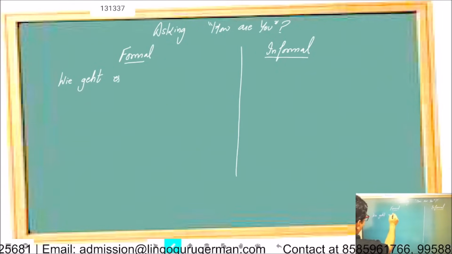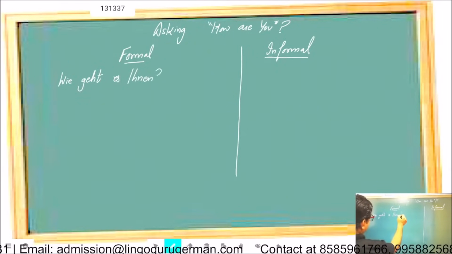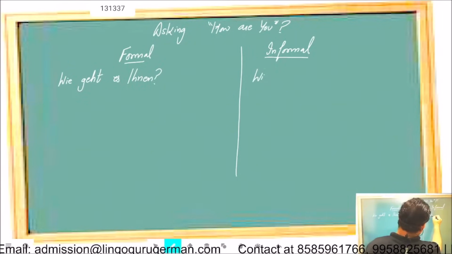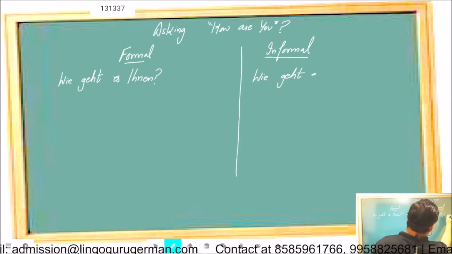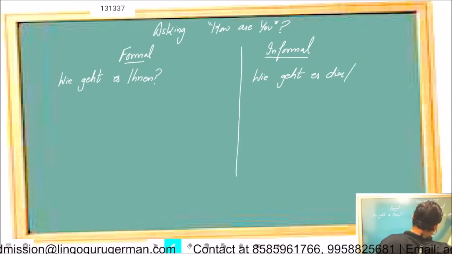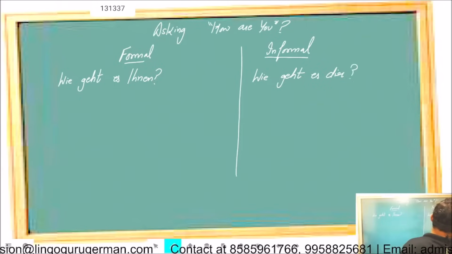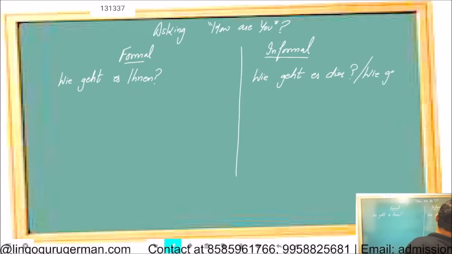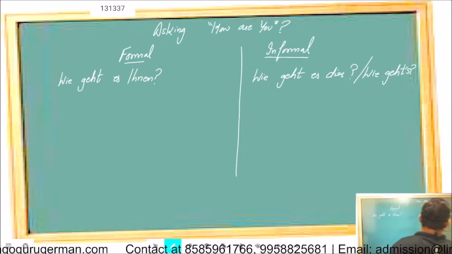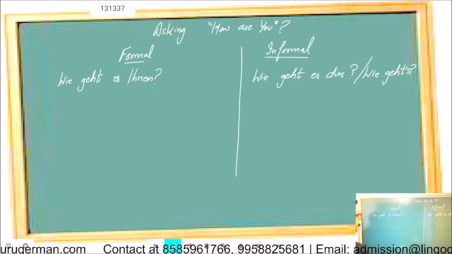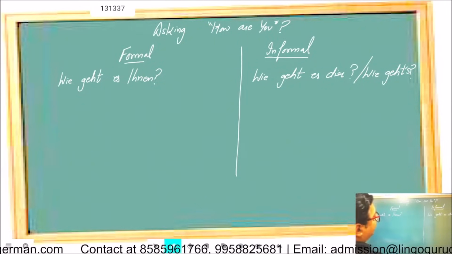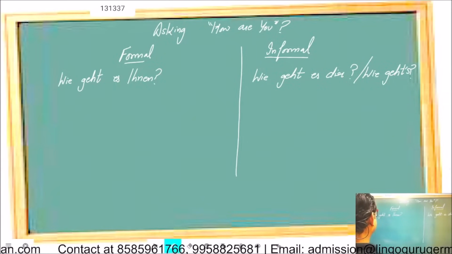Formal: Wie geht es Ihnen? You can ask, wie geht es dir? Or, wie geht's? Two possibilities. In informal, you can simply ask, wie geht's or wie geht es dir? But the formal is going to be, wie geht es Ihnen?